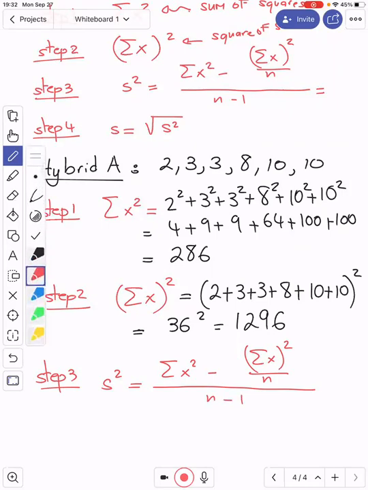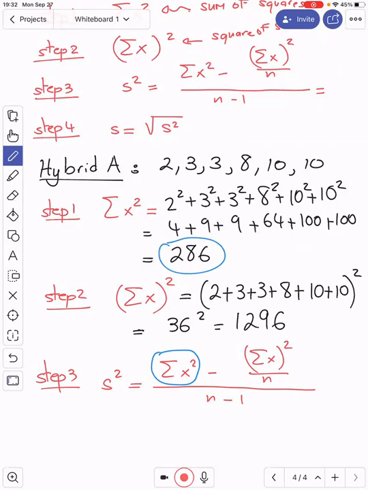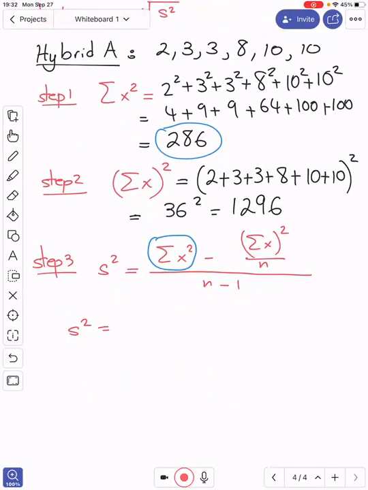Okay. First, the sum of the squares, this one here, this is from what we got in step 1, right? The 286. So this s squared is going to be equal to 286 minus, and then here we have a fraction. Just be careful, there's a fraction in the top of this fraction. There is the square of the sum. That'll be from step number 2. That's the 1296.